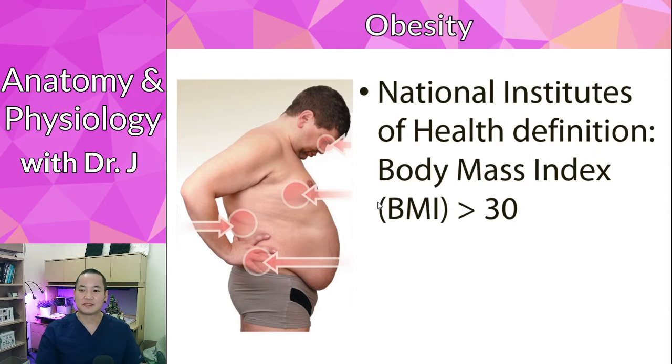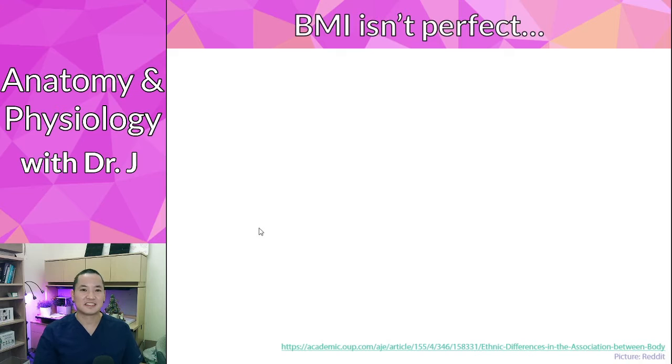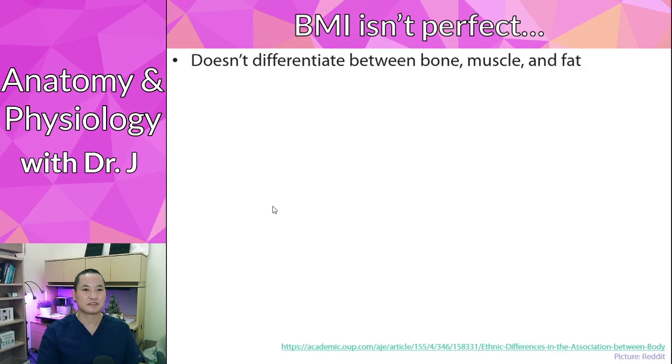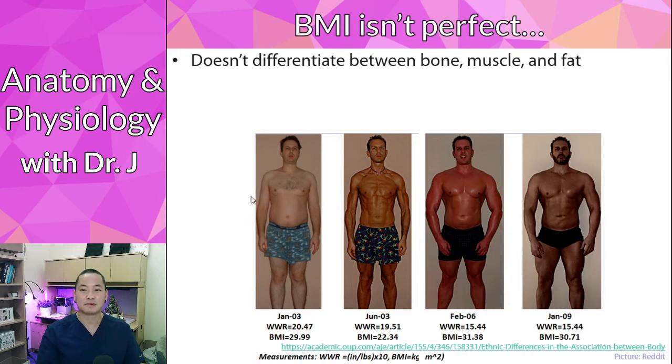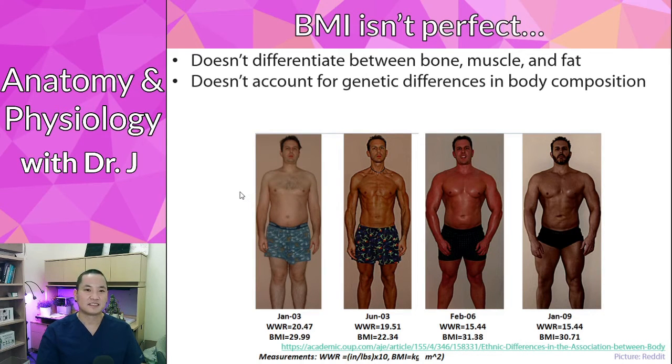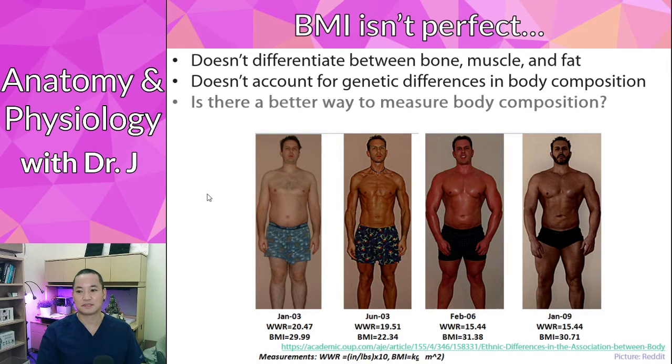Obesity, this is the definition. We're using the NIH definition. So again, I did touch upon this. BMI is not perfect. Again, it doesn't differentiate between types of tissue. It just weighs your overall body. So it doesn't differentiate how much muscle or fat you have, or your bone density. And it doesn't account for different genetic differences in body composition.